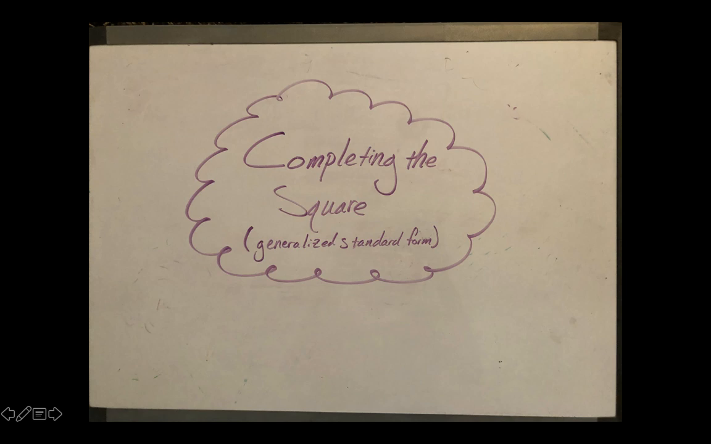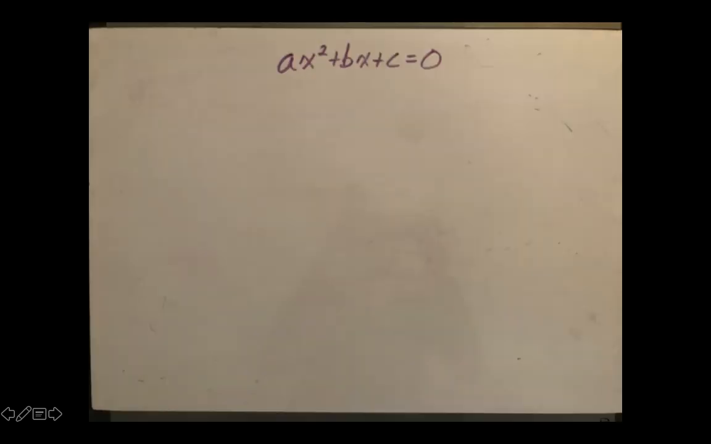Hi guys, today we're going to talk about completing the square for a generalized standard form quadratic equation. So that looks like ax squared plus bx plus c equals 0. So that's a quadratic equation in standard form. You've got everything on one side of the equation and it equals 0.